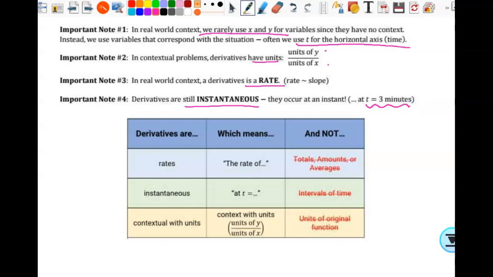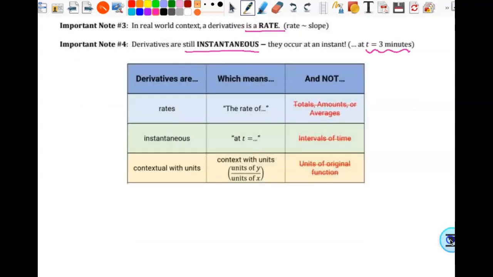So here are some things derivatives are, what it means, and what it doesn't mean. Derivatives are rates. So we say the rate of blah, blah, blah. They're not totals, amounts, or averages. It is a rate of something. They are instantaneous at t equals. It's not over intervals of time. We've been talking about things over intervals of time. Now we're talking about instantaneous. It's happening at a specific point in time, not over an interval. They're contextual with units of y over units of x, and not the units of the original function, okay? Even if you might think that it's supposed to be that way.